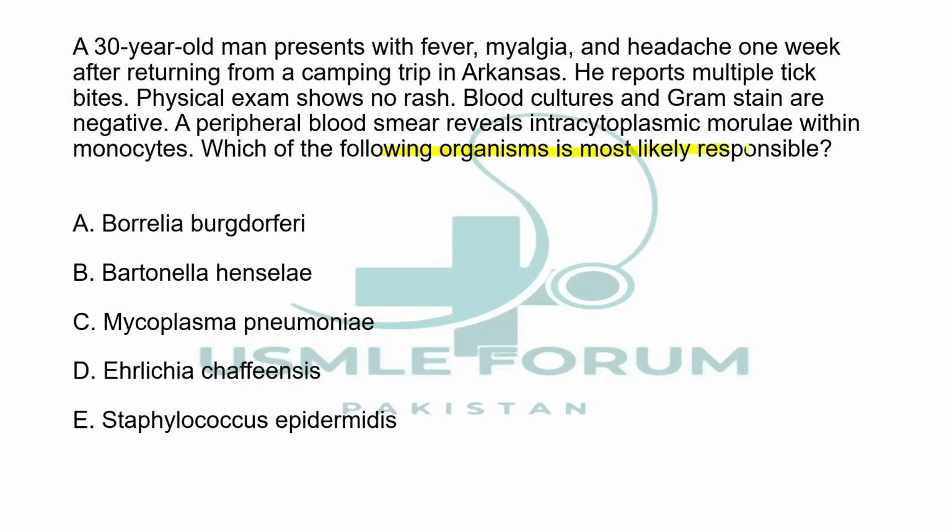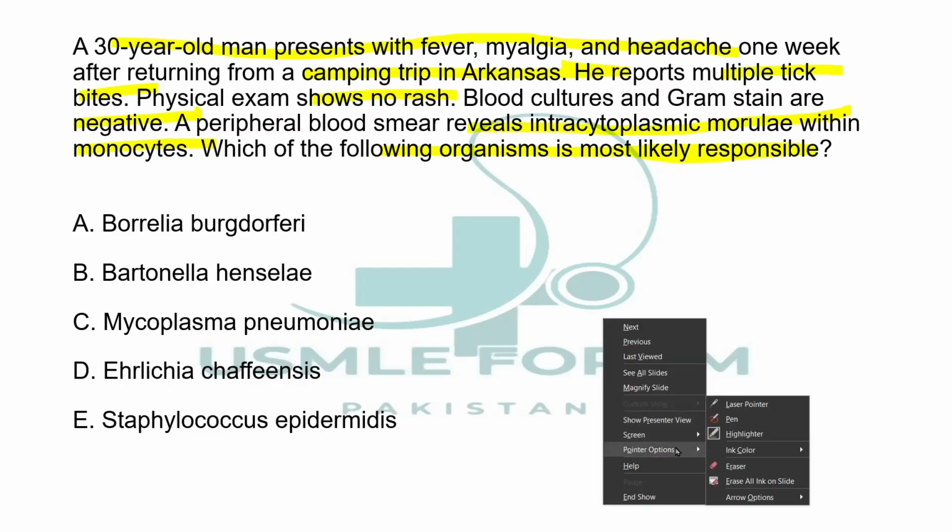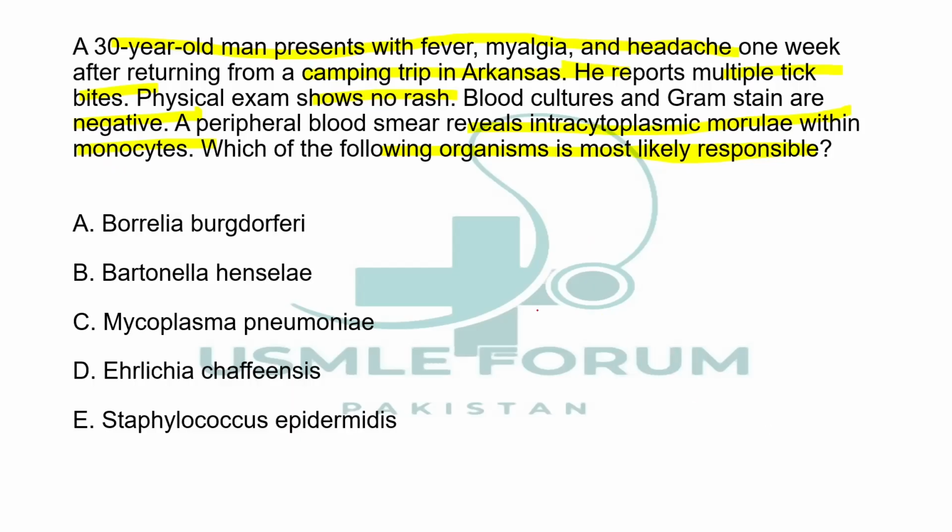So, which of the following organisms is most likely responsible? Peripheral blood smear reveals intracytoplasmic morula within the monocytes. So let's read from the top. A 30-year-old man presents with fibromyalgia and headache. He had a camping trip in Arkansas. He reports multiple tick bites. The exam shows no rash. Blood culture and Giemsa smear are negative. Intracytoplasmic morula within monocytes. So again, a pathognomonic presentation, highly specific for one organism.